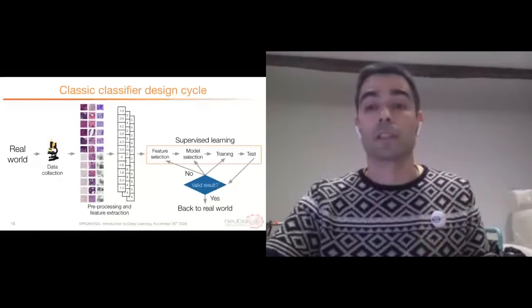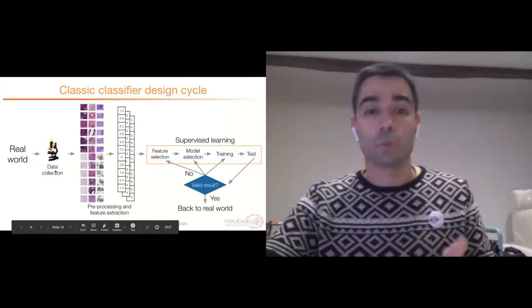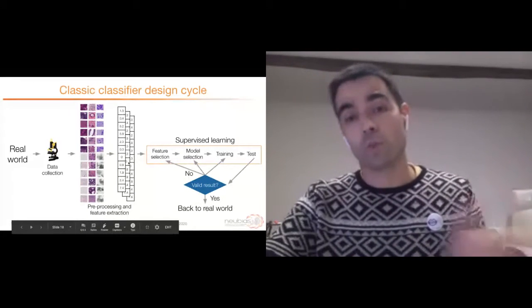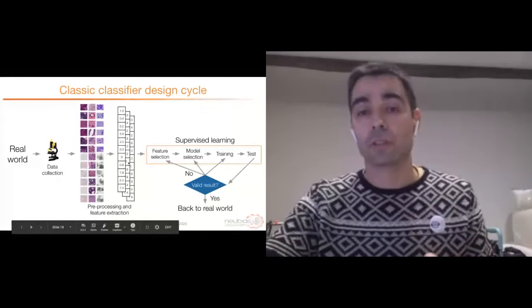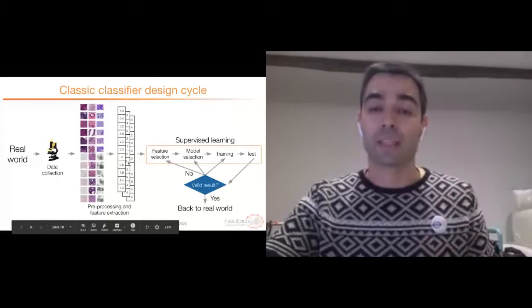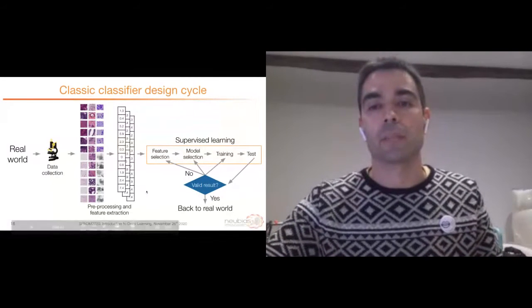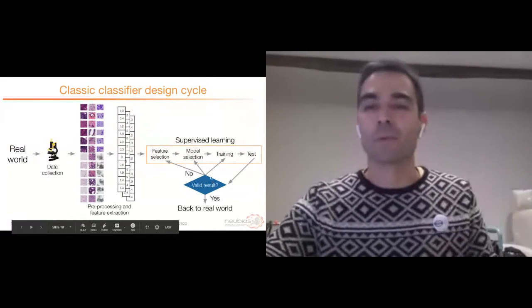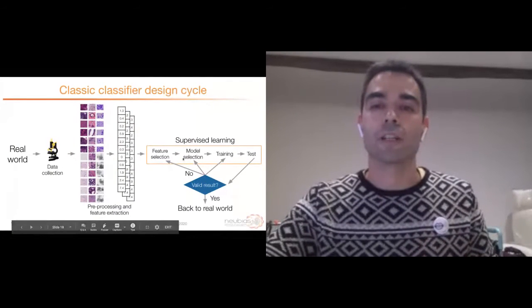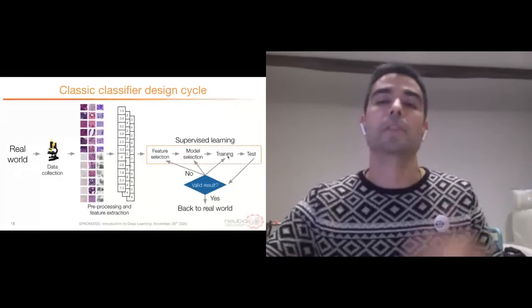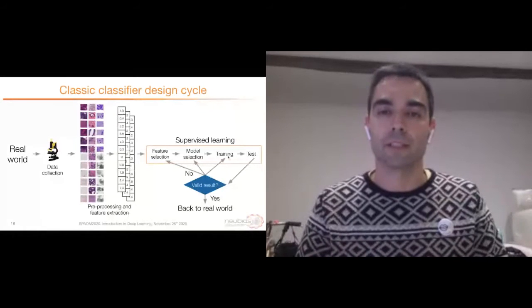Well, then it's great, because then we can go back to the real world, put more images in the microscope, go through the same process, extract the same features, and then apply the classifier without training. So that's the easy part. But most of the time, we are not so happy with the results, so we have to keep going into this cycle, revisiting the different steps, trying to improve the final result.